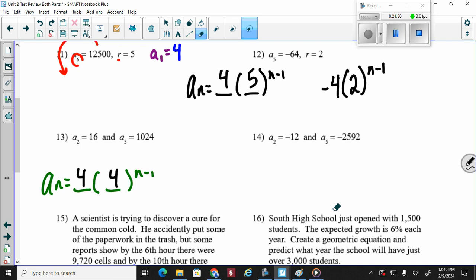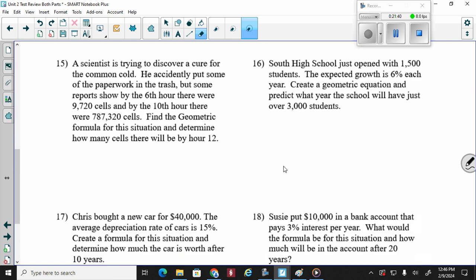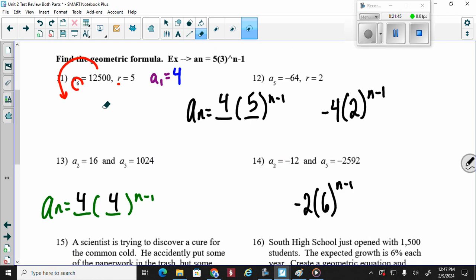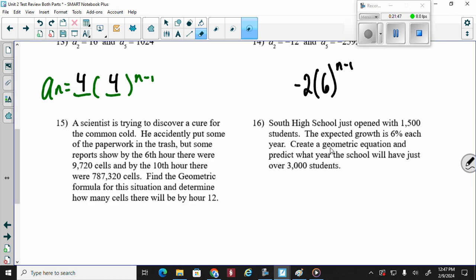Question number 14. The answer is negative 2, parentheses 6 to the n minus 1 power. There we go. Now, questions 15, 16, 17, and 18 are very similar to questions 11, 12, 13, 14. So I'm not really reinventing the wheel here.